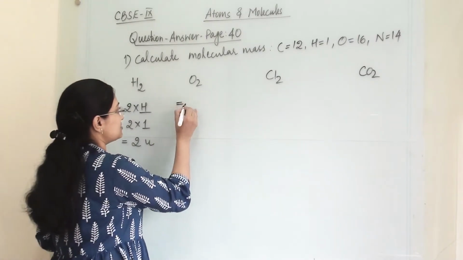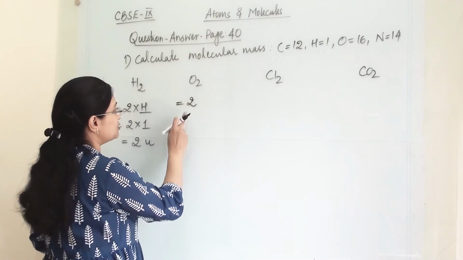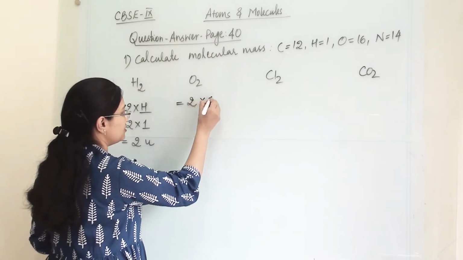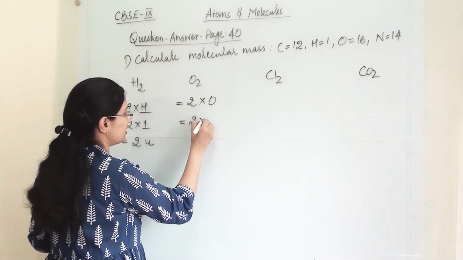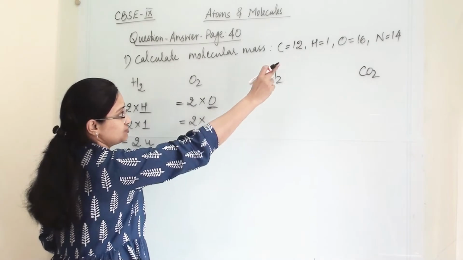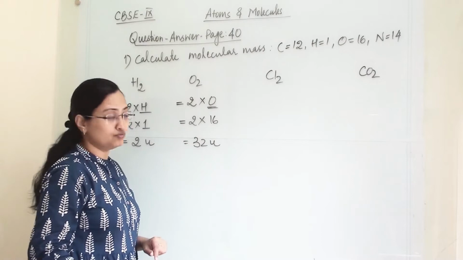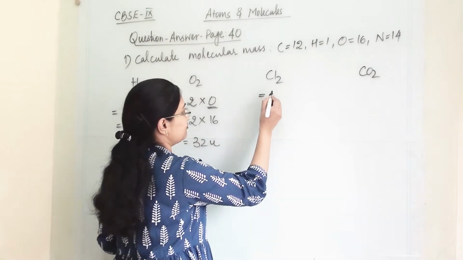Now second is oxygen. In an oxygen molecule, how many atoms of oxygen are there? 2. So 2 into O equals 2 into what we are going to write here. It is the atomic mass of oxygen, that is 16. So this is 32 units. Similarly for chlorine.